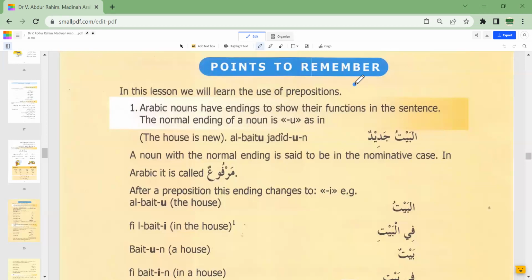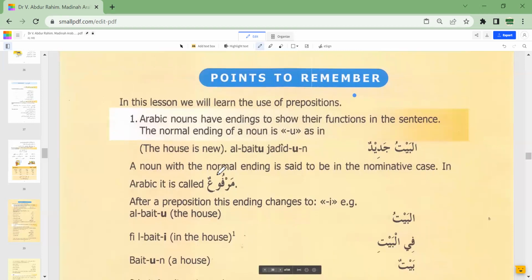Nouns in Arabic are called ism, and it depends on the ending what status the ism has, and the status or i'rab in Arabic shows the role of the ism in the sentence. So what role is the noun playing in the sentence? The normal ending of a noun is u or un with a dhamma or dhammatain. This is by default. The normal ending of a noun should be either dhamma or dhammatain.